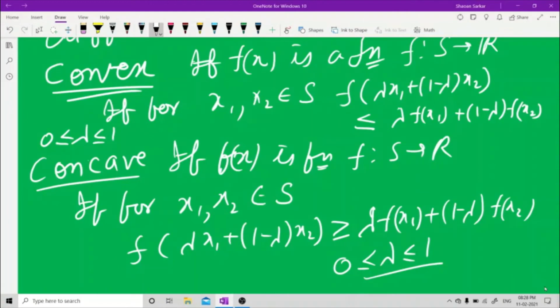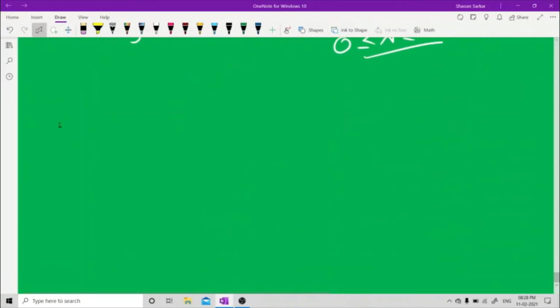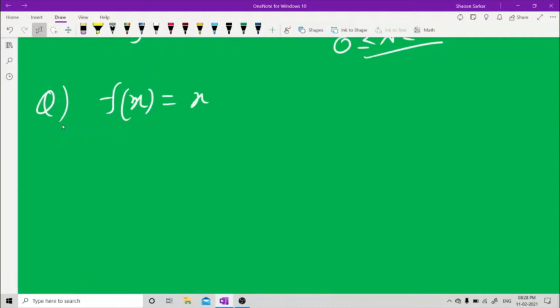Let us do one example on this. Let us check whether the function f(x) equals mod x is a convex or concave function.